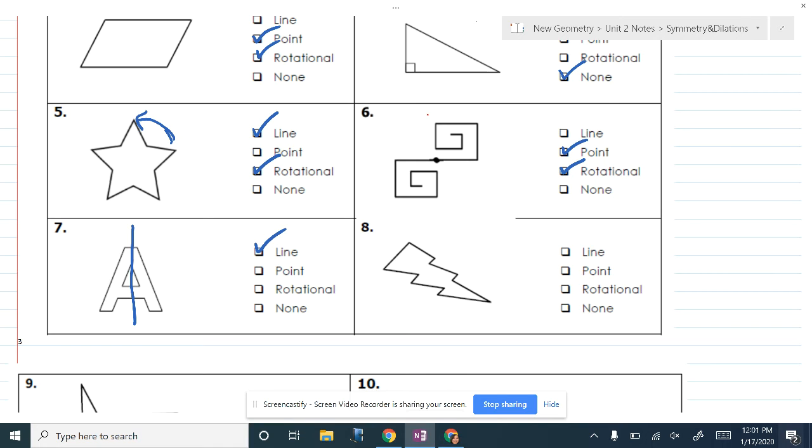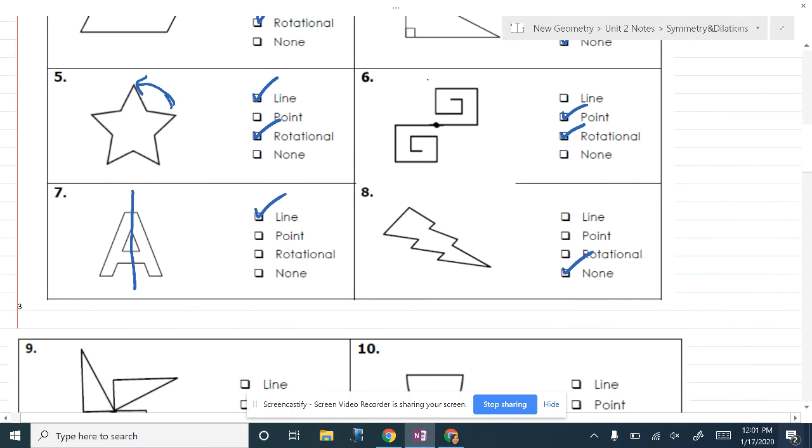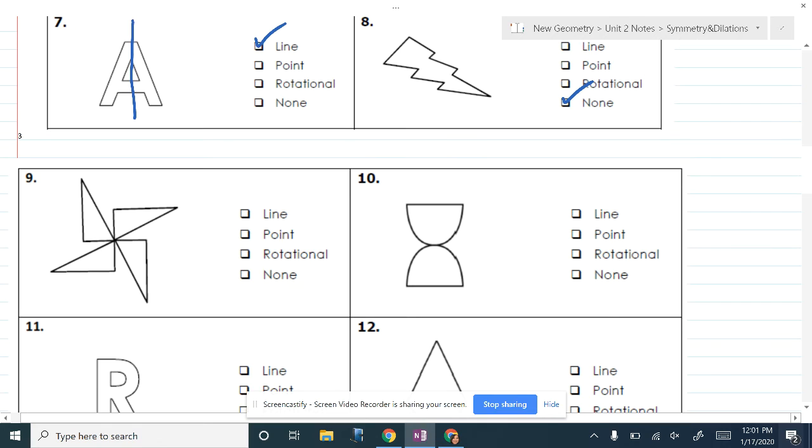Number 8, it does not have line symmetry. I can't draw a line anywhere on that figure and have it match up on both sides. It doesn't look the same upside down, nor does it look the same any way I rotate it without going completely around. So this has no symmetry. Number 9, it looks like a pinwheel. And let's just see. Number 9 does not have line symmetry. However, it does look exactly the same upside down, so it has point, and it also has rotational.